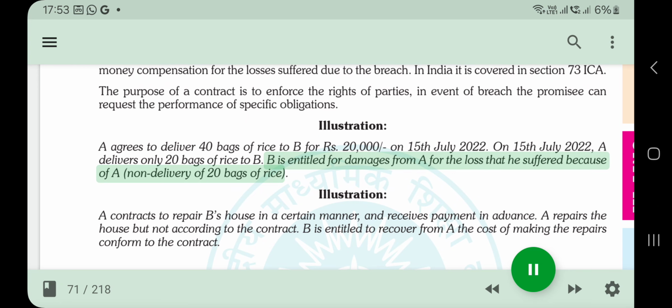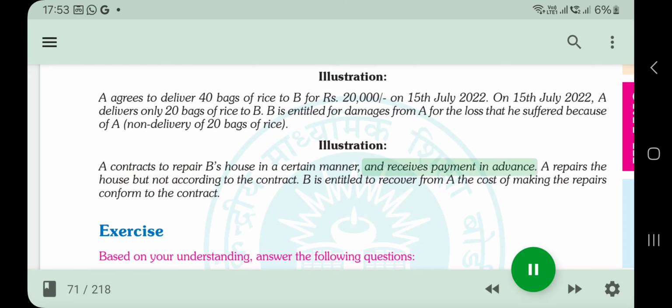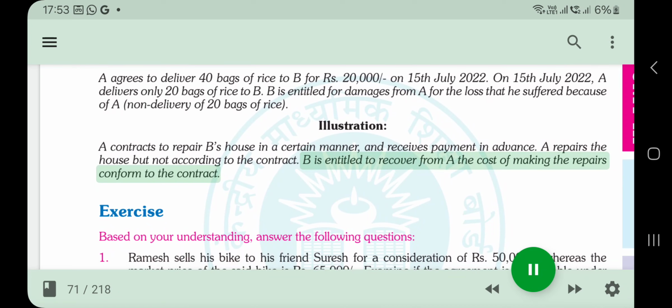Illustration. A contracts to repair B's house in a certain manner, and receives payment in advance. A repairs the house but not according to the contract. B is entitled to recover from A the cost of making the repairs conform to the contract.